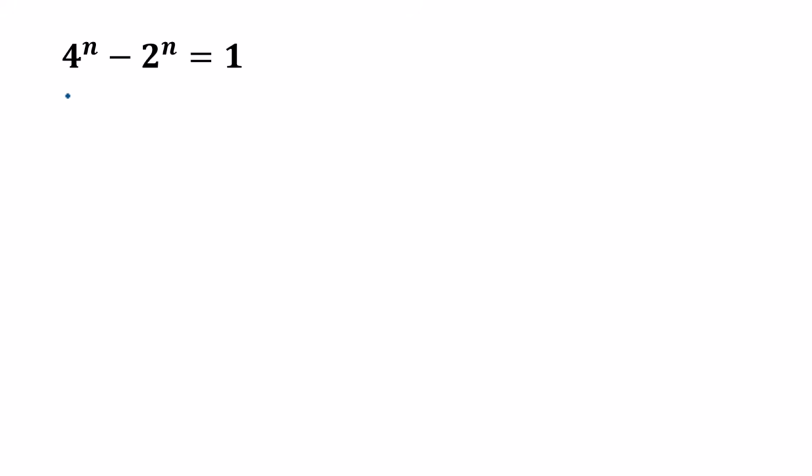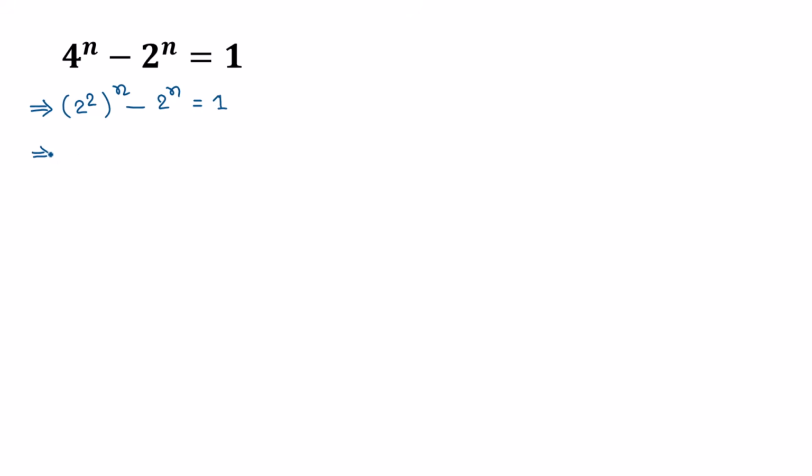Hello everyone. In this video, I am going to show how to solve this algebraic equation: 4 to the power n minus 2 to the power n is equal to 1. We can write 4 as 2 squared, and the whole to the power n, minus 2 to the power n, is equal to 1.